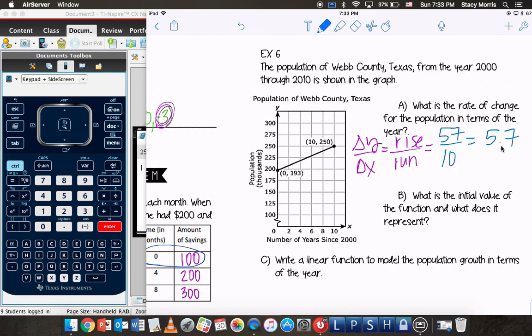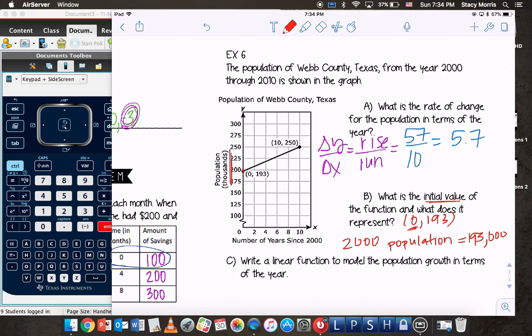Okay. What is the initial value and what does it represent? So again, the initial value is the beginning value. Initial is beginning. So right here, our initial value is 193. So what does that mean? That means in year 0, which was in 2000, population was 193. Not 193 people, because look over here, it says in thousands. So it's 193,000. So 193,000 people in Webb County, Texas, wherever Webb County is.